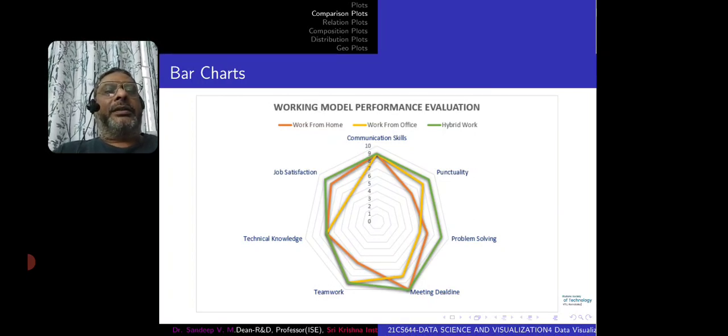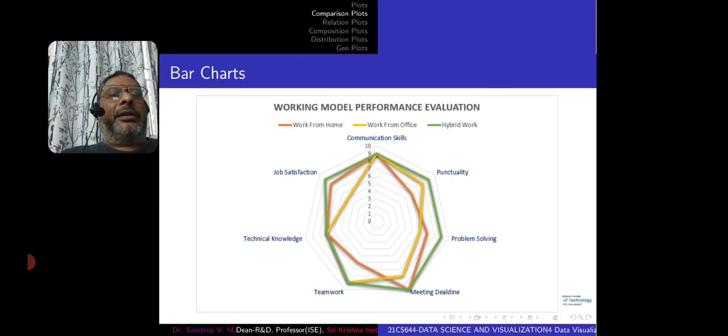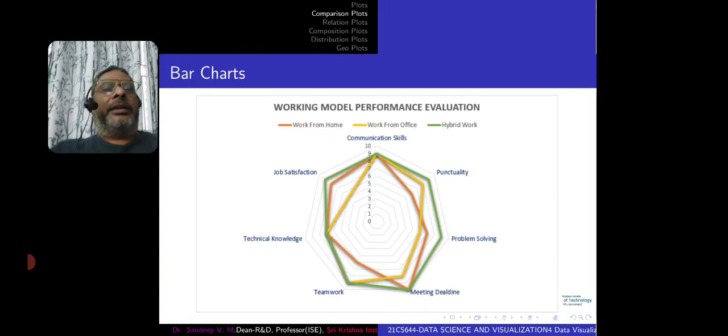So we can see that the polygons are there with different sizes. Concentric polygons are there, 0, 1, 2, 3, 4, 5, 6, 7, 8, 9, 10. So 0 in the middle, 10 on the outer polygon. Here we can see that about meeting deadline, if it is important, then green and red are better. So either hybrid mode or work from home, we can meet the deadline the maximum.